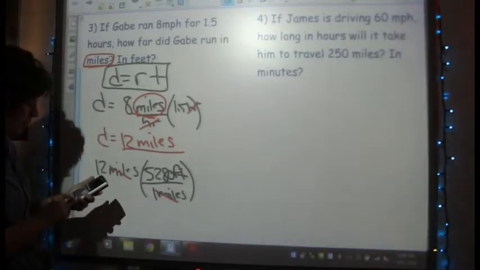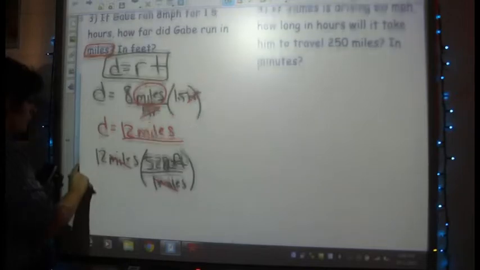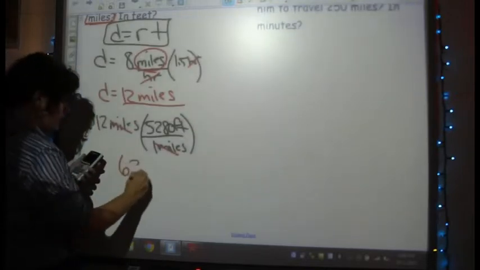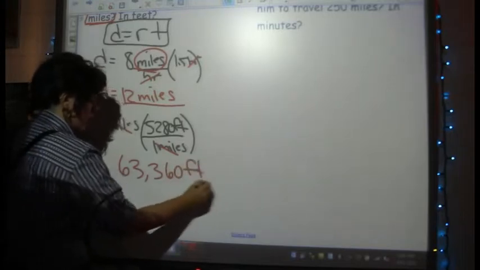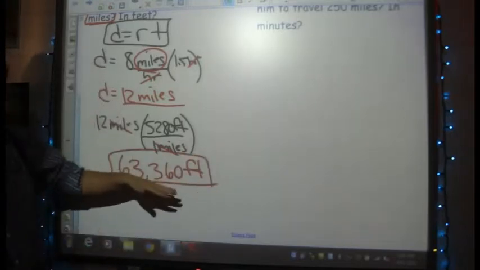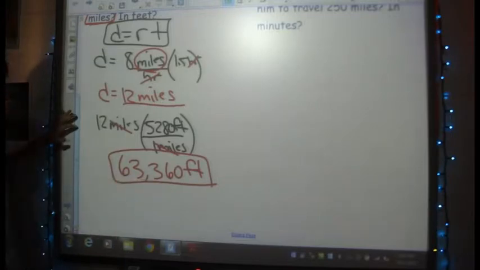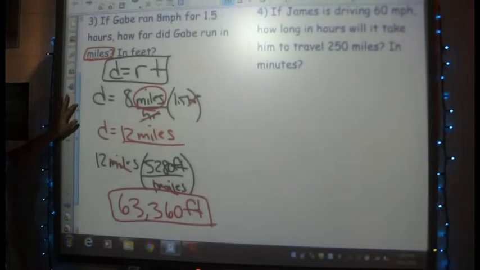And I take my 12 and I multiply by 5,280. So my answer here, I wind up with 63,360 feet. Always put your units, always put your units, always put your units there. So 63,360 feet. Quite a lot. She ran quite a long way.